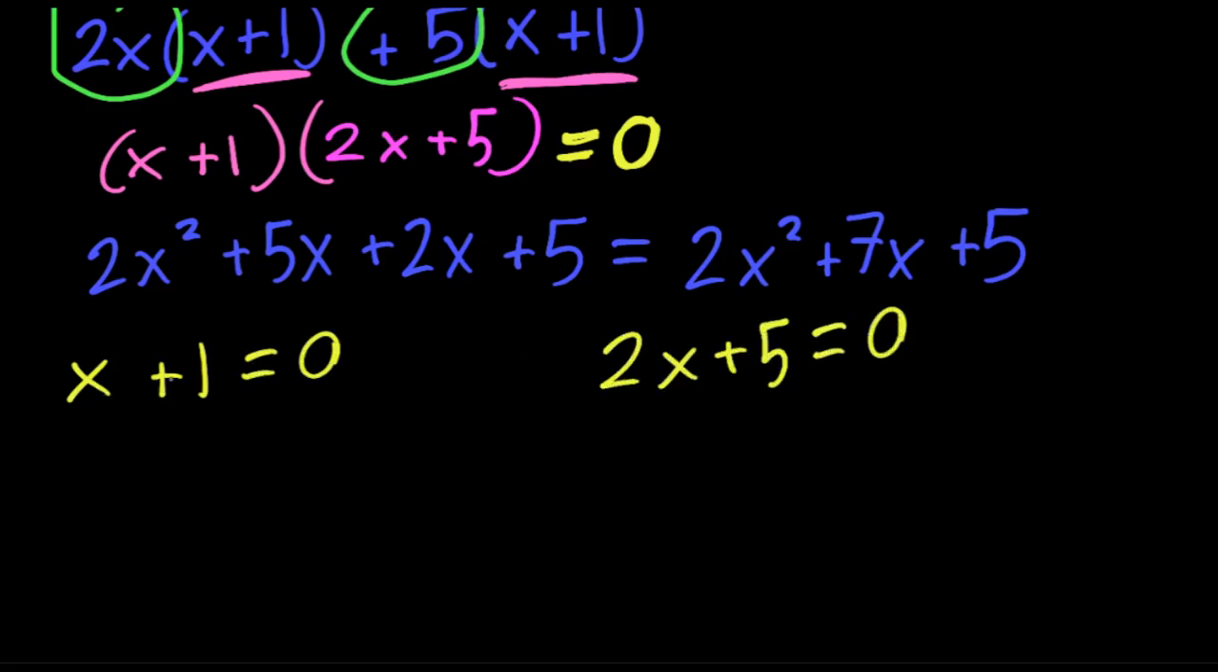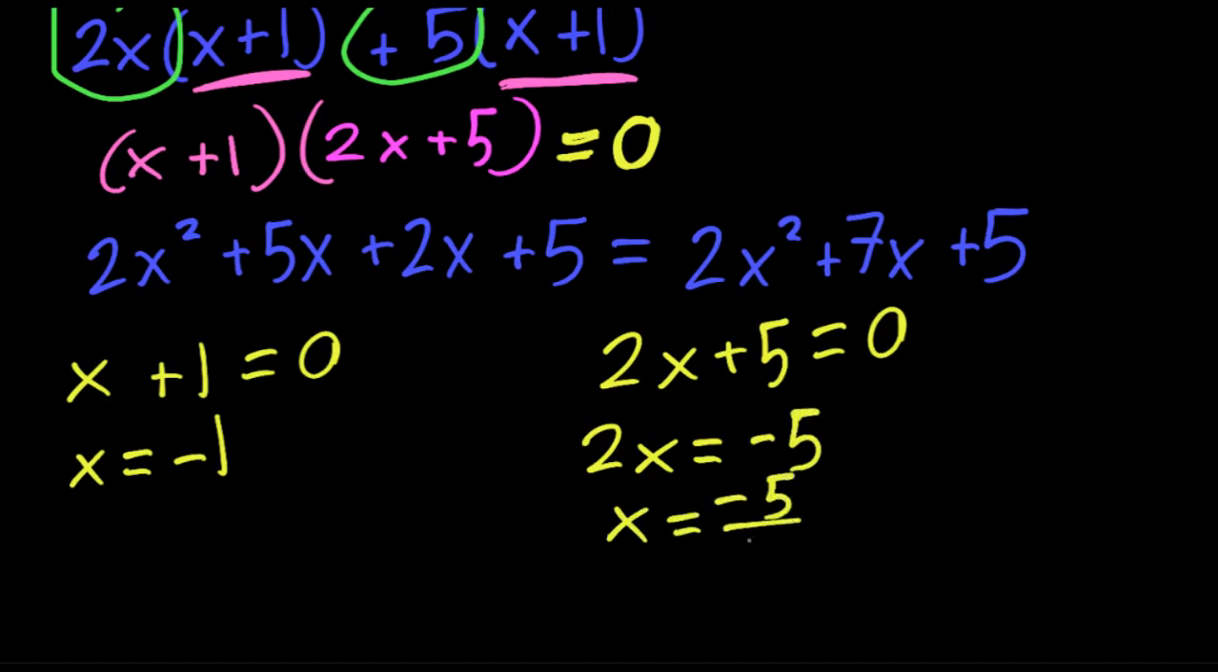So let's do the first one. If x plus 1 is equal to 0, that means that x is equal to minus 1. And if 2x plus 5 is equal to 0, that means 2x is equal to minus 5. And x is equal to minus 5 over 2. And as a decimal, that is going to be minus 2.5. Okay, so those are our two solutions for the quadratic.